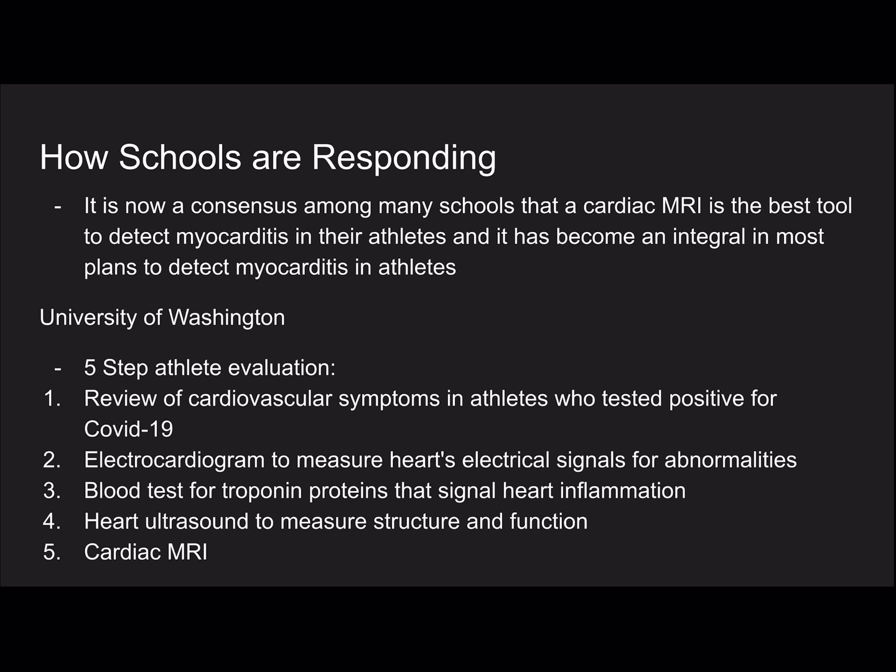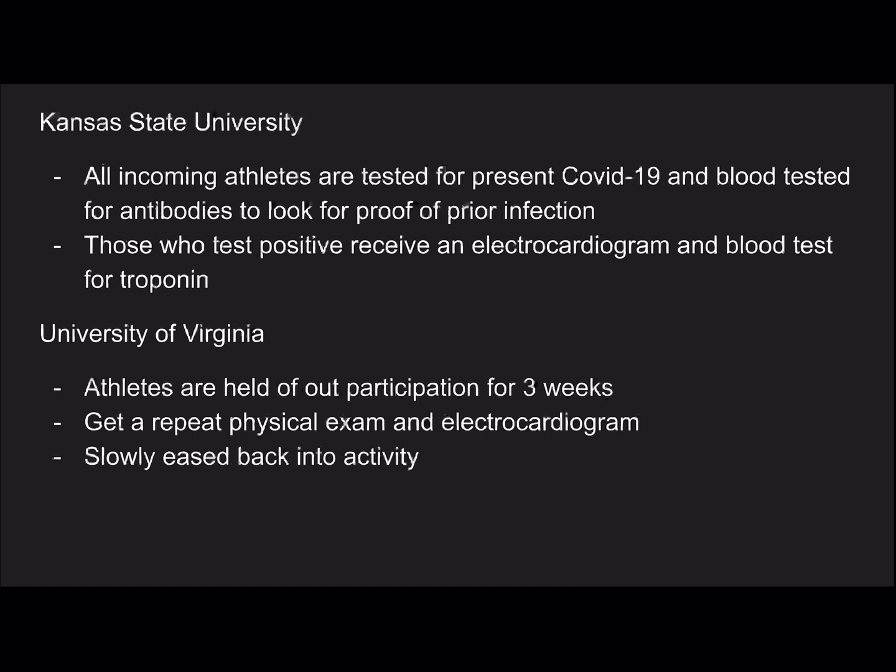So the University of Washington came out with a 5-step athlete evaluation plan. The first step is to review the cardiovascular symptoms of the athletes who test positive for COVID-19. Step 2 is to give the athlete an electrocardiogram to measure their heart's electrical signals for abnormalities. Step 3 is to have a blood test for troponin. Troponin is a protein that's released into the blood during heart inflammation. So the idea here is that if a person has myocarditis, their heart will be inflamed, they'll have troponin in their blood, and then the school will be able to detect it during the blood test. The 4th step is a heart ultrasound to measure structure and function, and then the 5th step is the cardiac MRI.